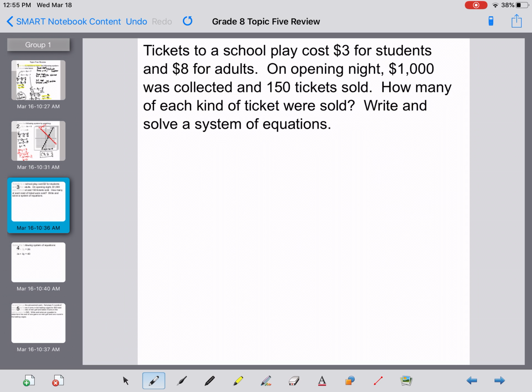Tickets to a school play cost $3 for students and $8 for adults. On opening night, $1,000 was collected and 150 tickets sold. How many of each kind of ticket were sold? Write and solve a system of equations. Take a second to copy down the question.